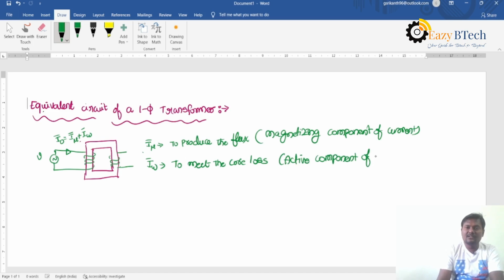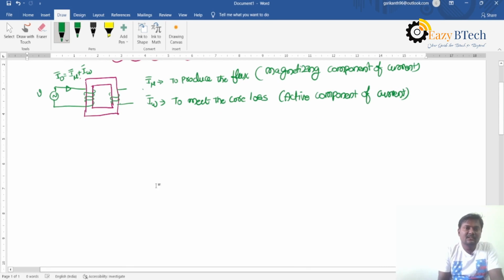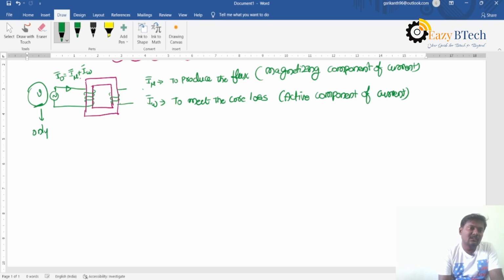Generally, we go for the equivalent circuit of a single phase transformer because we have variable terms as well as constant terms, and we have to represent them in an equivalent circuit. If you observe, the supply is only one, that means only one supply voltage, but the currents are two. One current is the magnetizing component of current to produce the flux, and the other is the wattful component of current to meet the core losses.